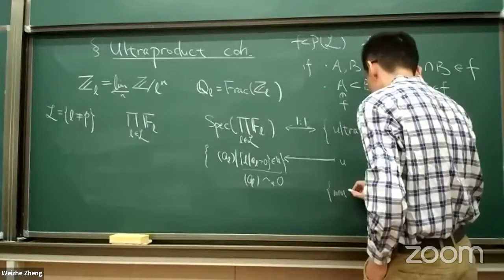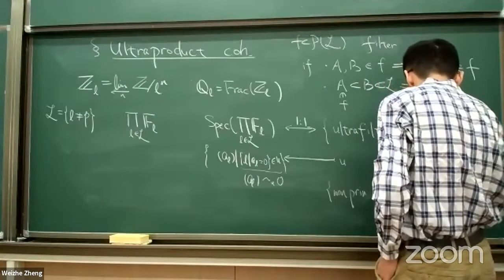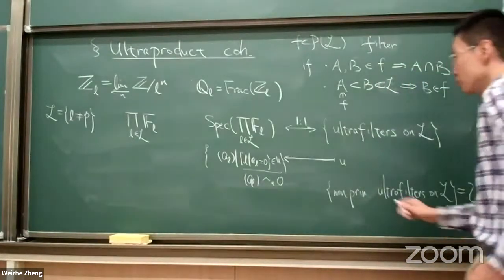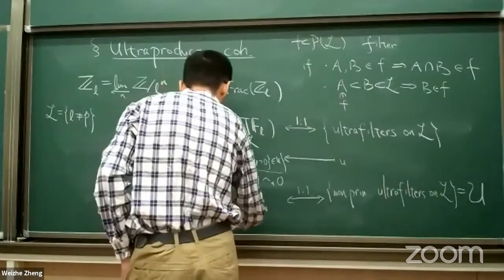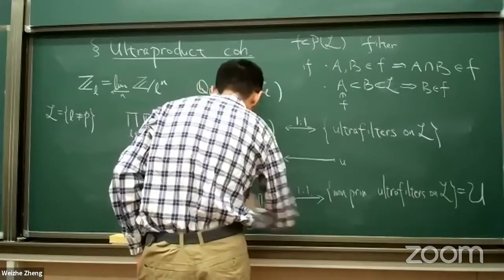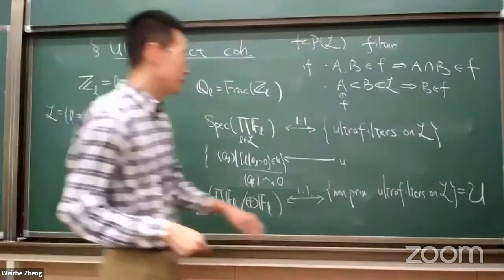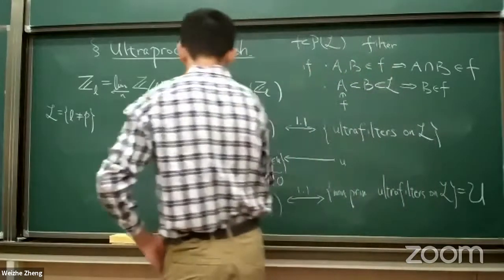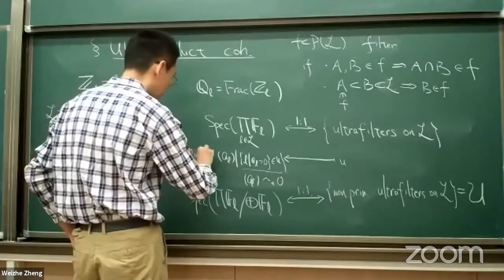Let me write this down. Ultraproducts. The set of non-principal ultrafilters, script U, corresponds to the spectrum of the product of F_ℓ modulo the direct sum of F_ℓ. So for each U here, this maximal ideal, let me denote this by m_U.